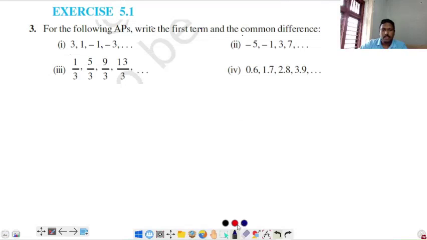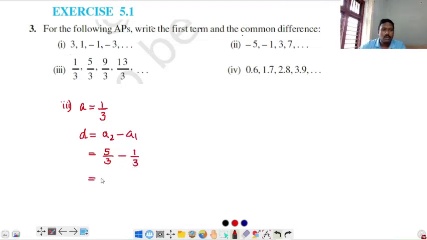In question number 3, we have the first term, that is A. A is equal to 1 divided by 3, and the equation for the common difference is A2 minus A1. What is A2? A2 is equal to 5 divided by 3. What is A1? It is 1 divided by 3.